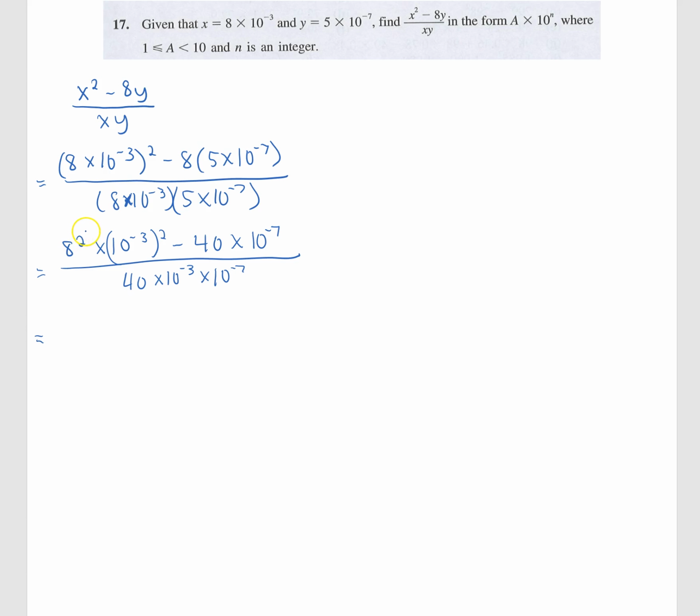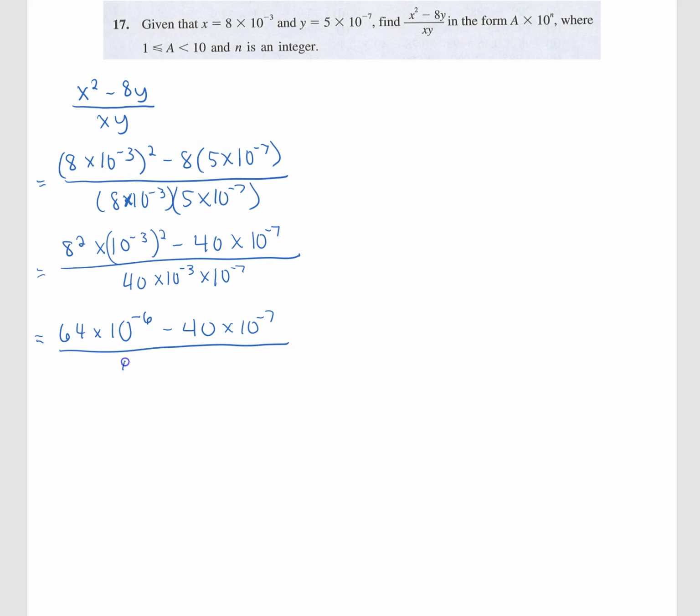Okay, so 8 to the power of 2 is 64 times 10 to the power of, let's see, since we have 10 to the power of negative 3 to the power of 2, we multiply those exponents, so that's 10 to the power of negative 6, and that's minus 40 times 10 to the power of negative 7.